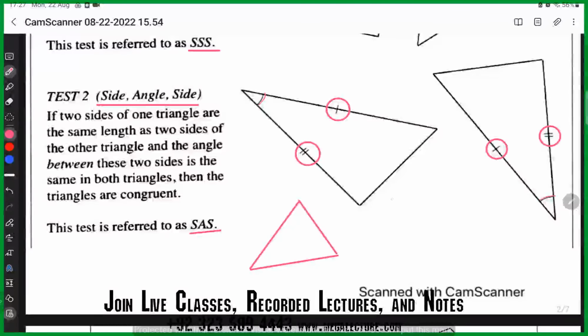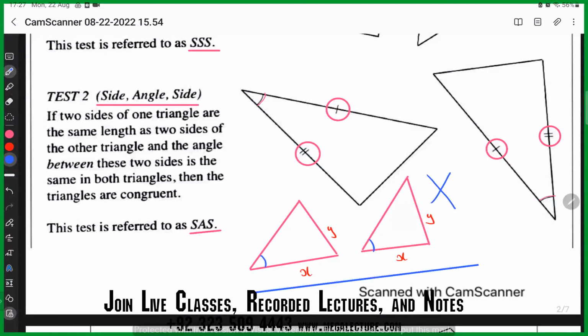This is the first one, and let's say here is another one. And I know that this is X and this is Y. This is X and this is Y. And this side is same, okay? For now, as per test 2, side angle side, this does not mean that the two triangles are congruent.